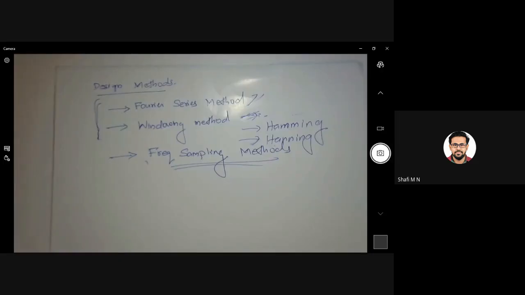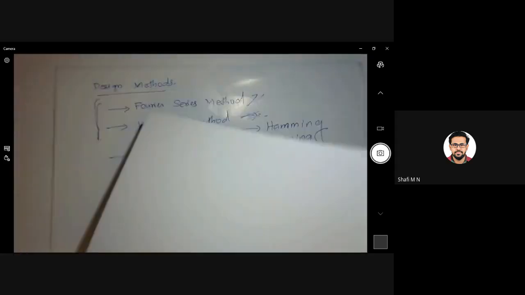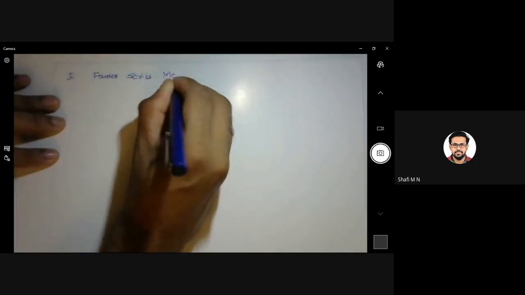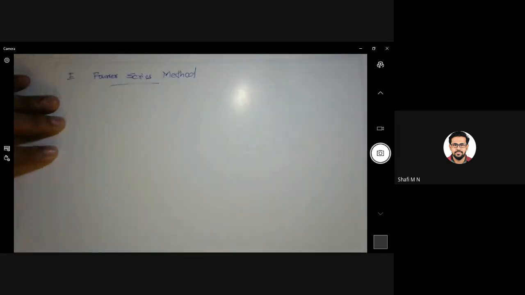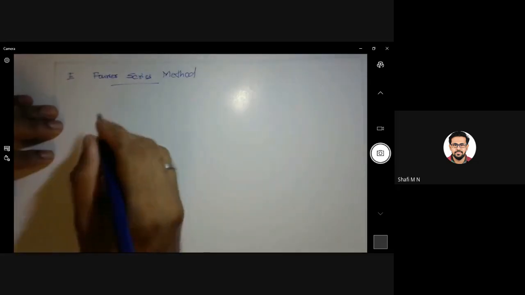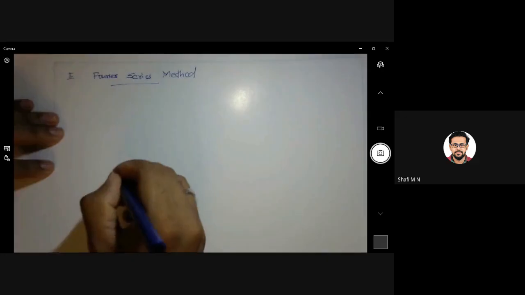So we will start with Fourier series method. So you make the first subheading Fourier series method. And the basic theory and the method, then we will look into this.